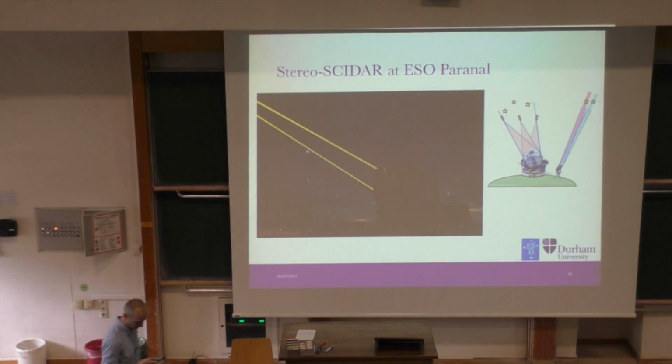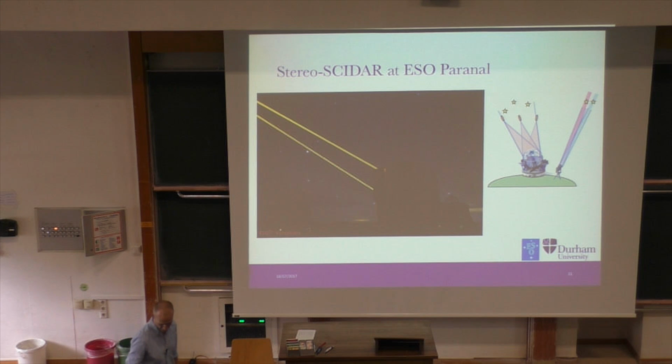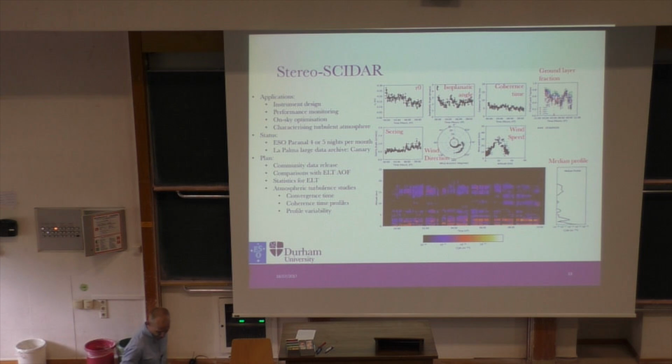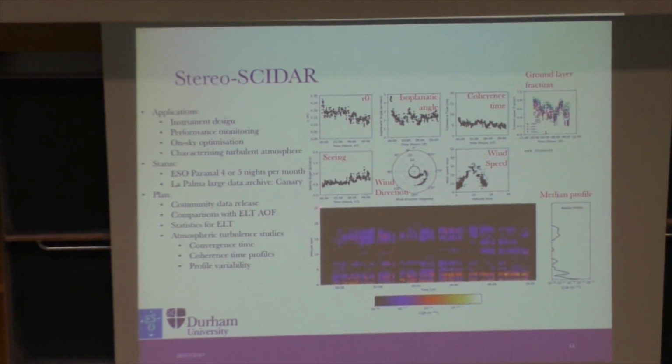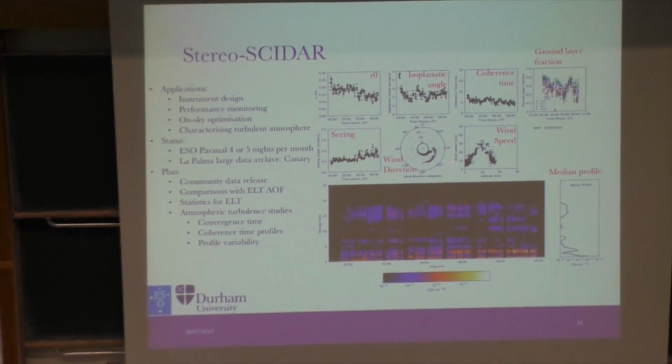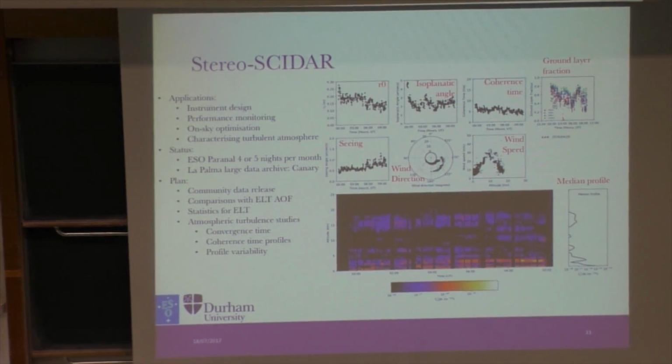Okay, so here's a picture of the instrument. So there's the SCIDAR, this is the important bit of the picture. After Paranal, and we have this is the AOF behind. Can't really see on this projector, which is a shame. This is the data that comes from the SCIDAR at Paranal. We measure r0, the fraction of the ground layer at different altitudes, integrated seeing, wind direction, and wind speed as a function of altitude too. And then we've got the profile as it evolves through the night.